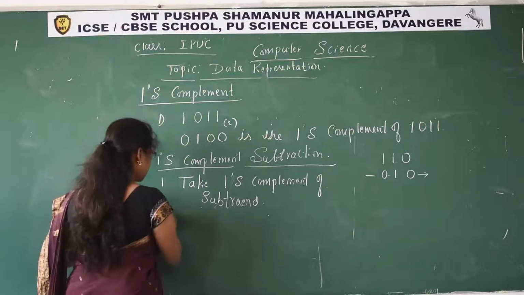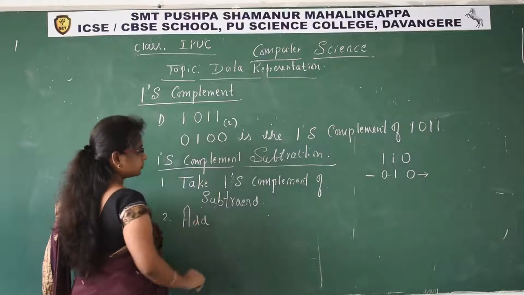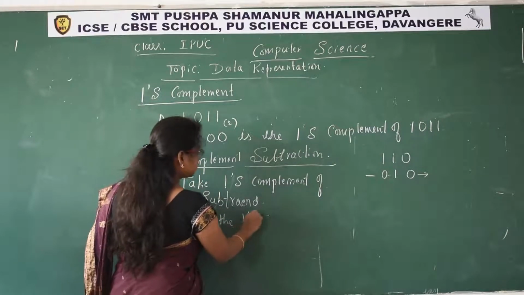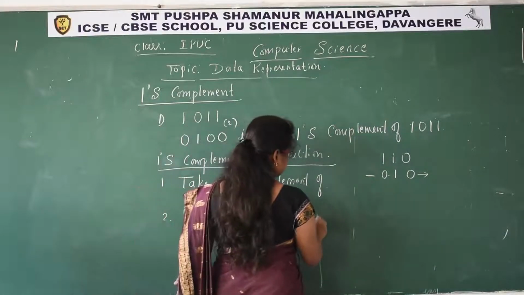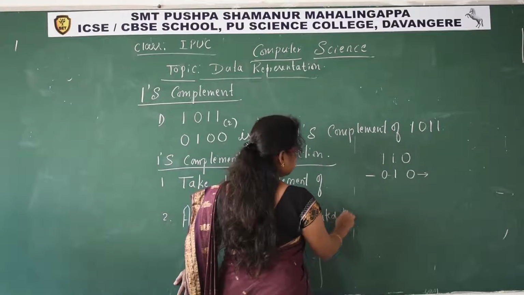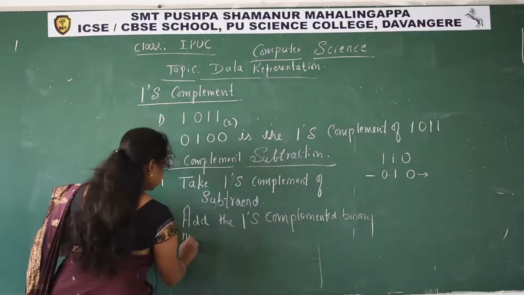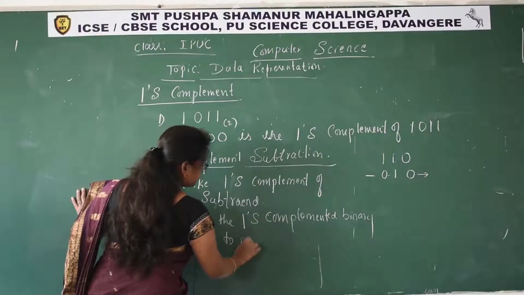Next, second step, add the ones complemented binary number to the minuend.